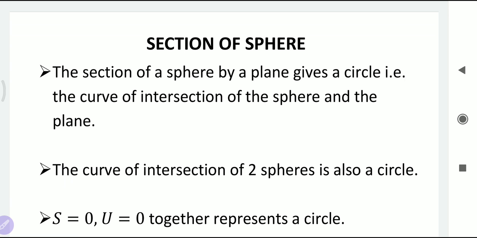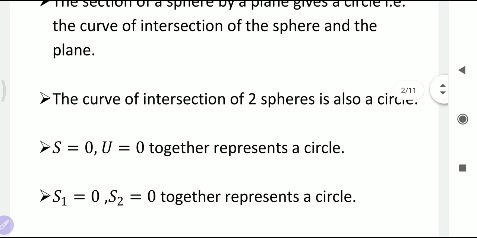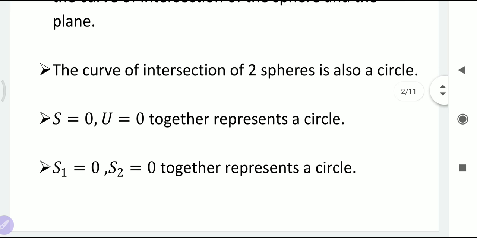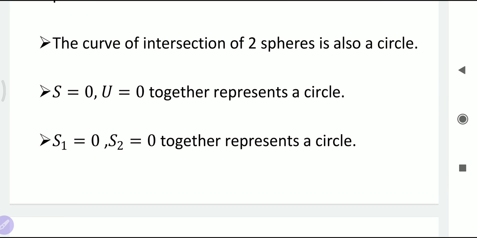Whenever you cut the sphere by a plane, the intersection of a sphere and a plane that you are going to get is always a circle. Also remember that whenever two spheres intersect each other, the intersection of two spheres is also a circle. So suppose S equal to 0 is the equation of a sphere and U equal to 0 is the equation of a plane, then together S equal to 0, U equal to 0 always represents a circle. Similarly, S1 equal to 0, S2 equal to 0, the equations of two spheres, when written together also represent a circle.